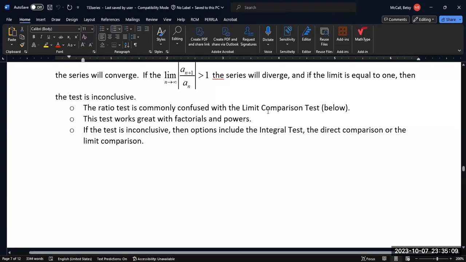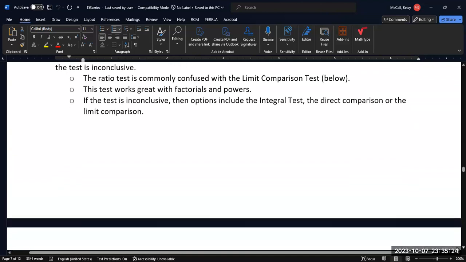The limit comparison test, when you get 1, you're fine. In the ratio test, when you get 1, that doesn't tell you anything. That's bad. This test does work great with factorials, and it works reasonably well with nth powers.